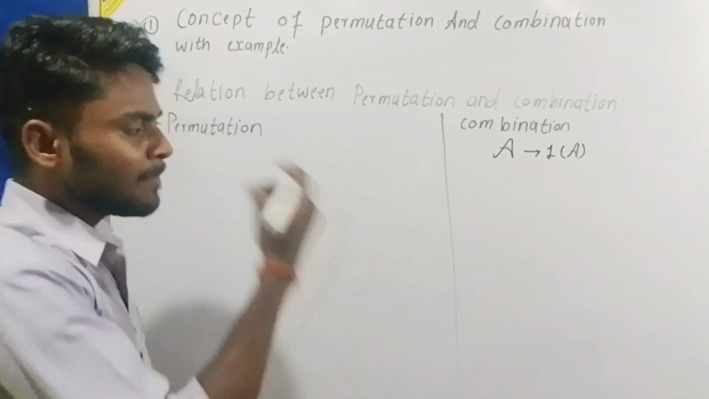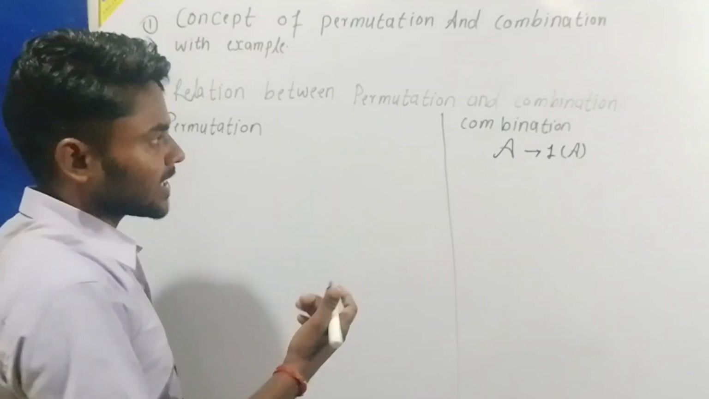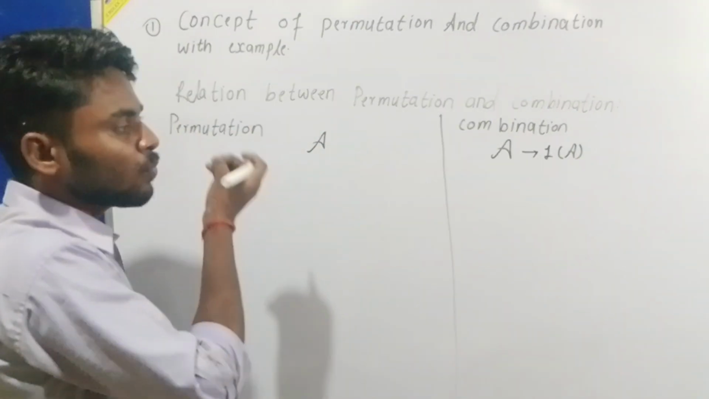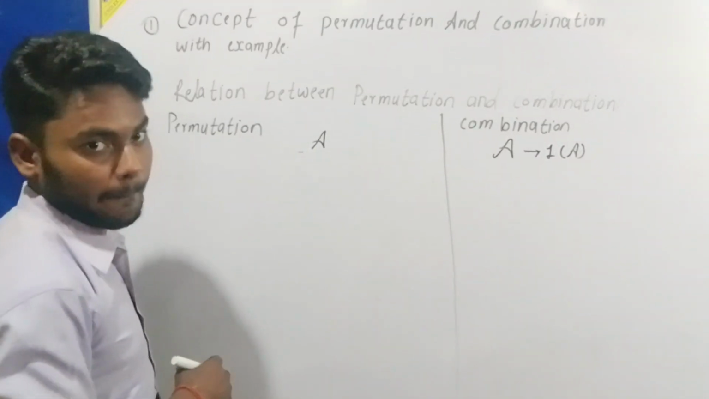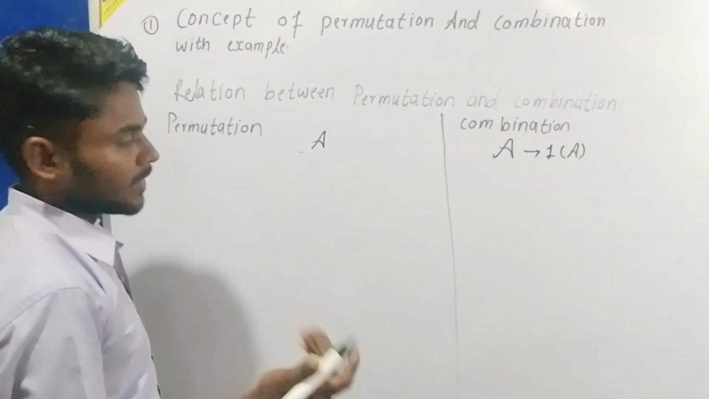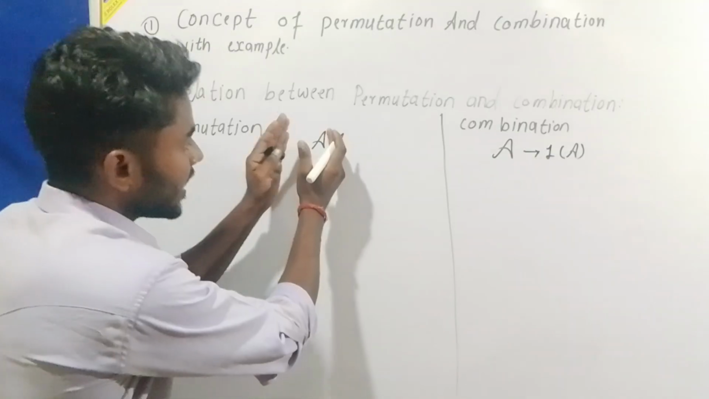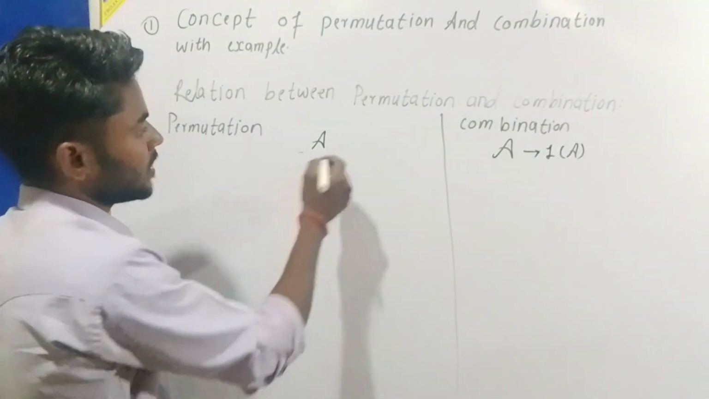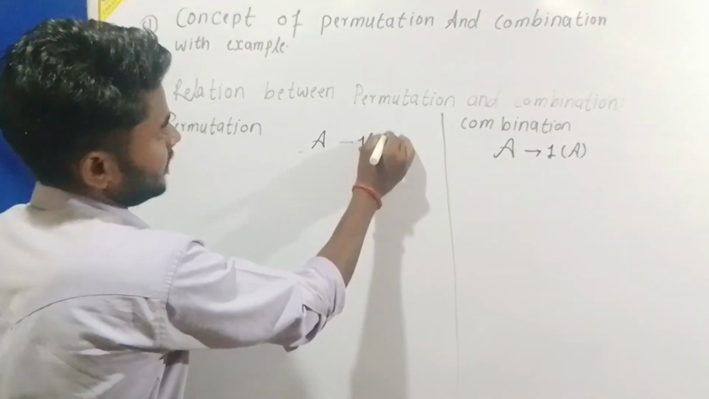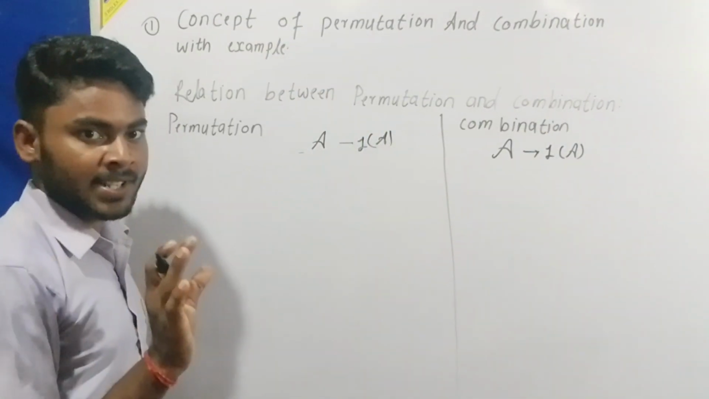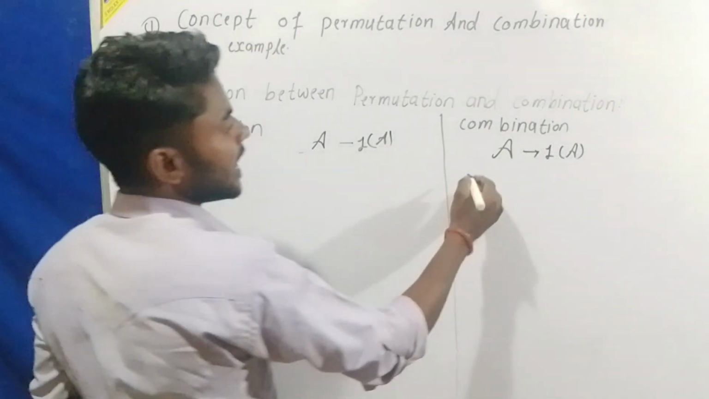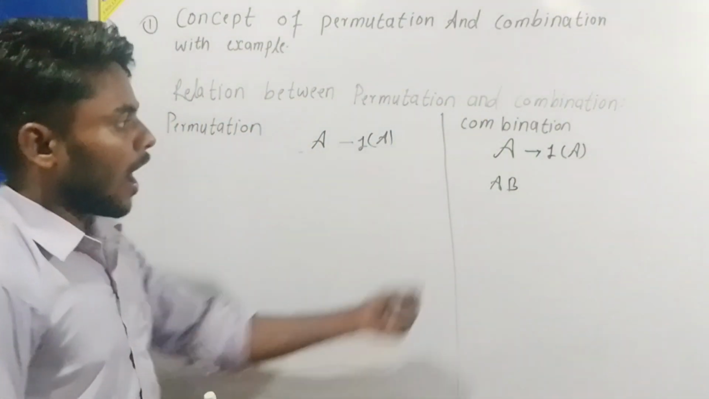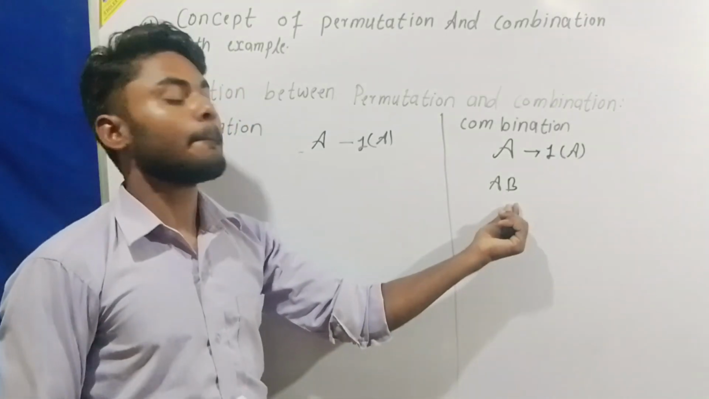Again, there is the same letter A. In how many ways can we arrange this letter A? Only one way. Either you put A here or here or here, there is only one arrangement. So this is also one arrangement. Understand?